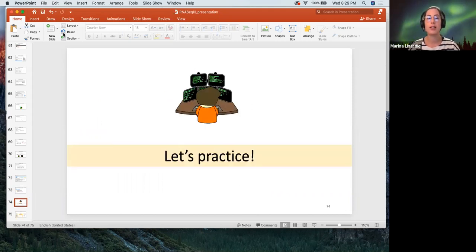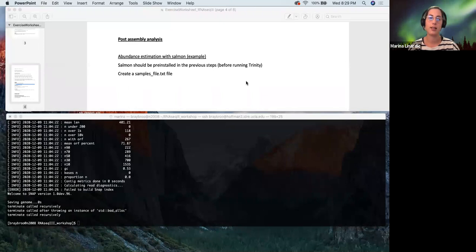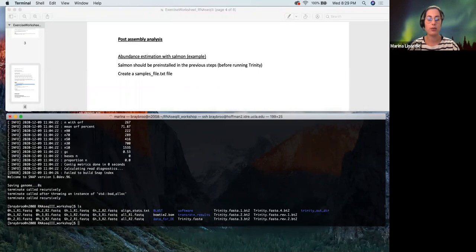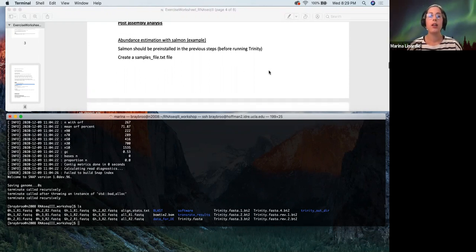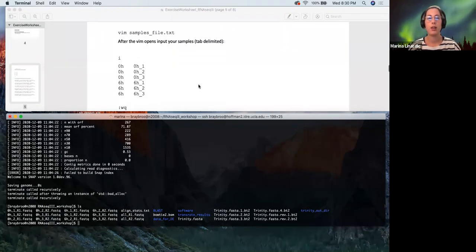Okay, so let's do some practice with the post-assembly analysis now. So we go back to our screens, we check where we are. So we are in the RNA-seq III workshop. The first thing that we're going to do is the abundance estimation, and we're going to use Salmon. So first thing we need to do is to create that samples file that I mentioned. And it looks like this.